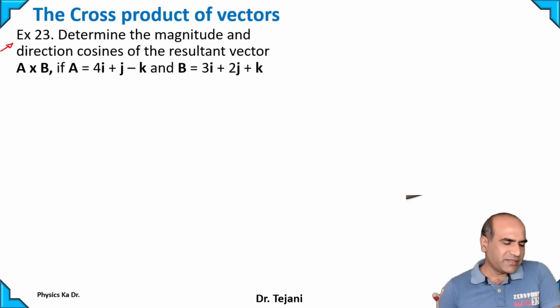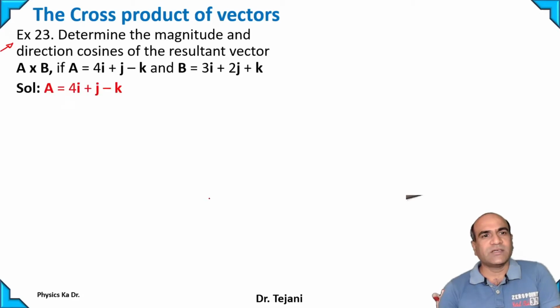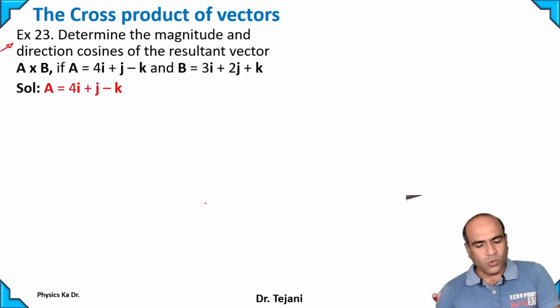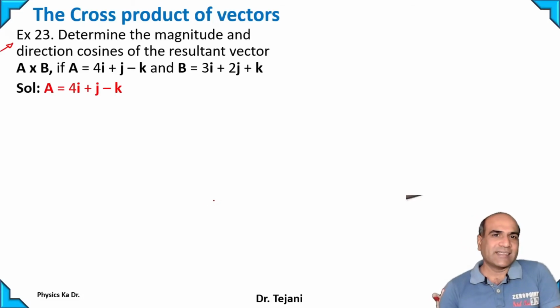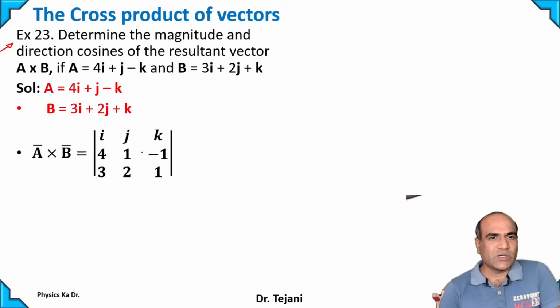Example number 23: determine the magnitude and direction cosine of the resultant vector. So we need to get the magnitude as well as the direction. For that, A is given as 4i plus j minus k and B is given as 3i plus 2j plus k. I think you should pause the video here and first find the cross product A cross B. We know that A cross B is equal to the determinant of i, j, k, value of A 4, 1, minus 1, value of B 3, 2 and 1. You cannot reverse or change this matrix, otherwise the answer will be wrong.